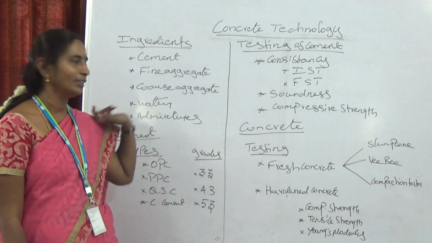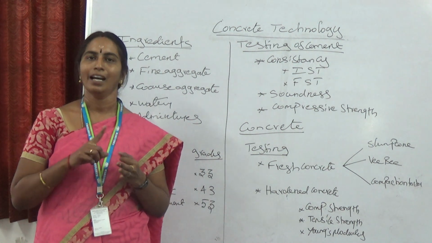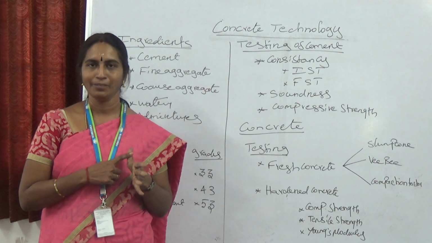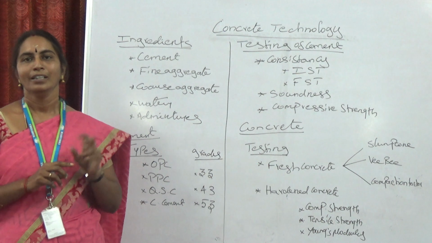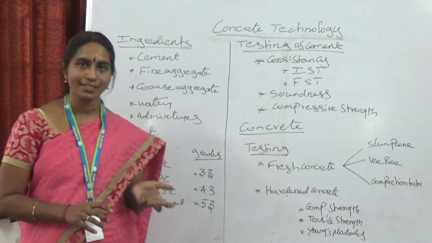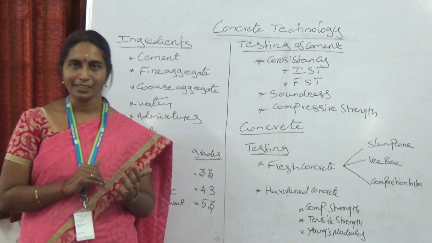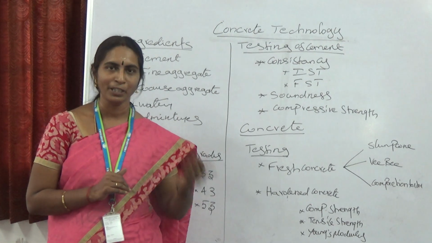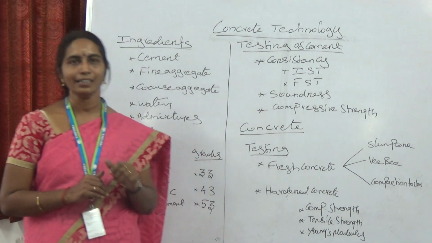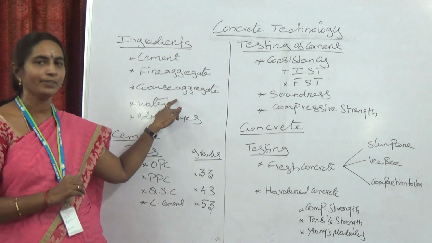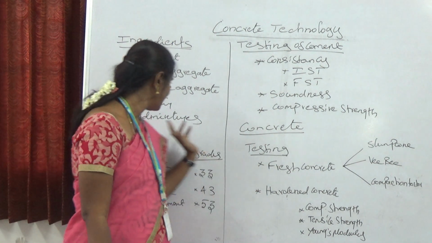So the main tests for the coarse aggregate are specific gravity, water absorption, weight density, compressive strength, crushing value and impact strength. Based on the crushing value and impact strength, we can use it for concrete structures or pavement structures. The value is less than 35 for the concrete structures. Then moving on to the next one, the water.